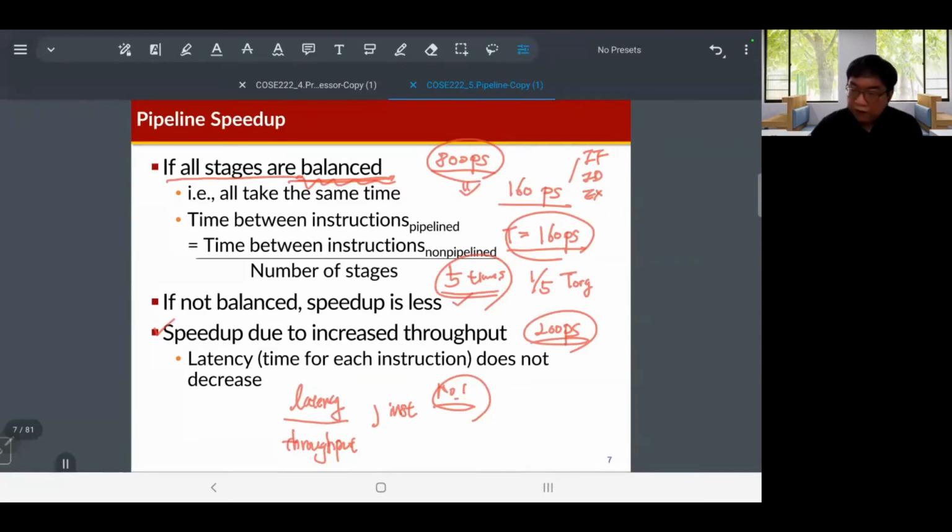But with the pipelining architecture, we can increase the throughput, which means that we can increase the number of executed instructions with the pipelining. So you need to understand this. With the pipelining, we cannot reduce the elapsed time for executing a single instruction, but we can improve the throughput of instructions. Okay.